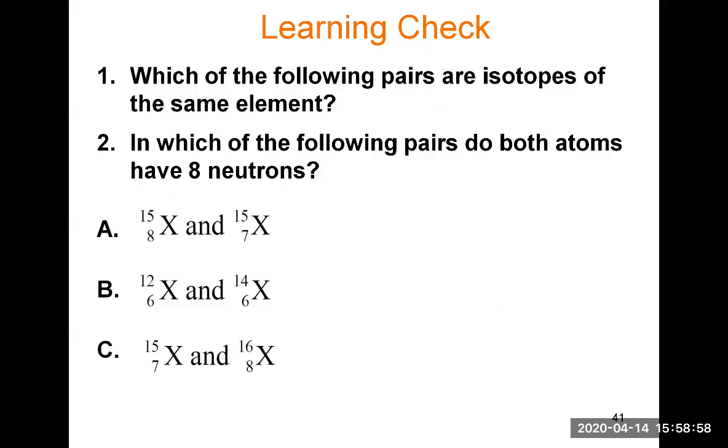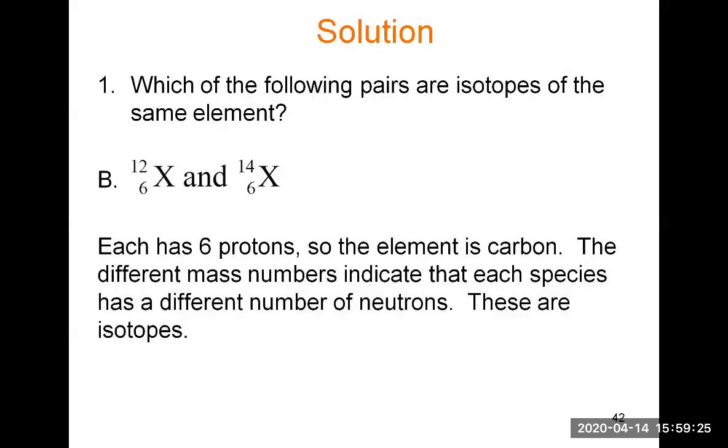Another learning check. Which of the following pairs are isotopes of the same element? And there is a second question using those same pairs of isotope symbols. In which of the following pairs do both atoms have 8 neutrons? So think about this before watching the answer. And let's go over the first answer.